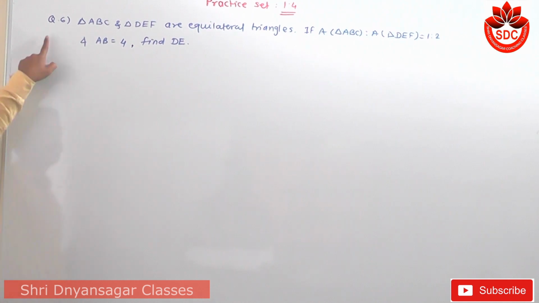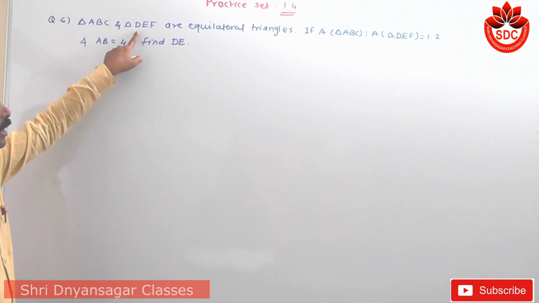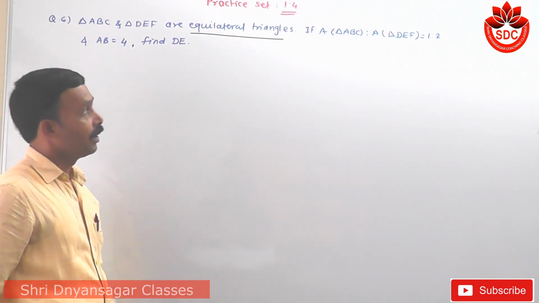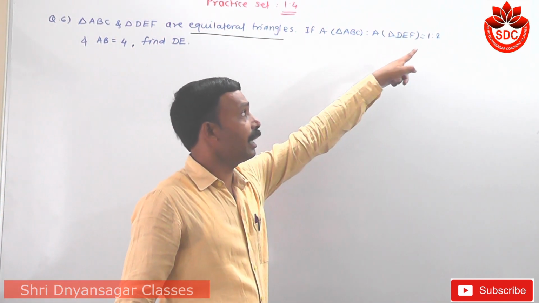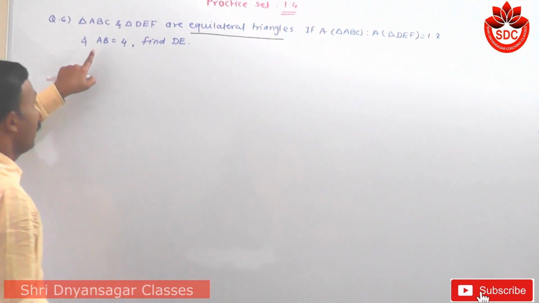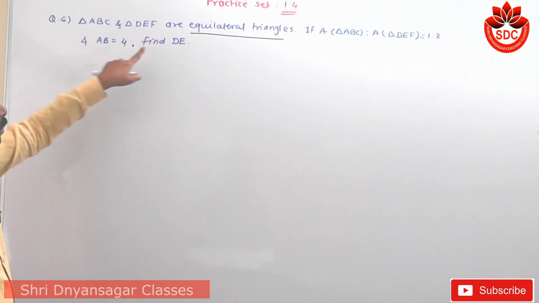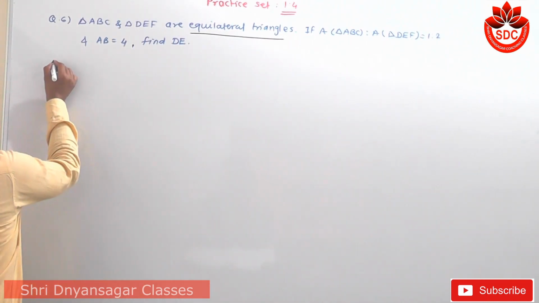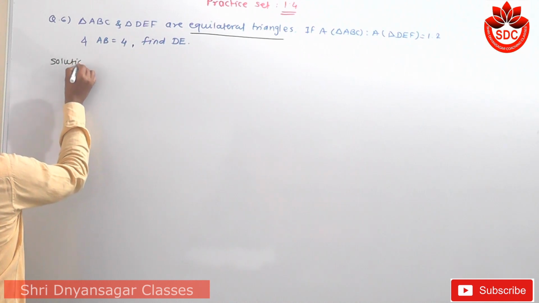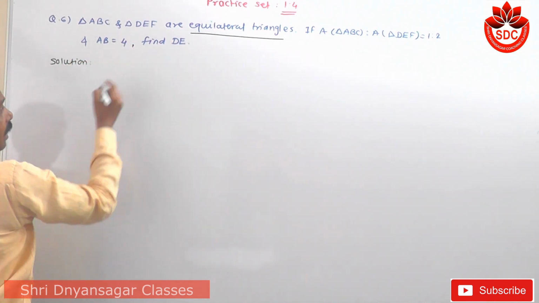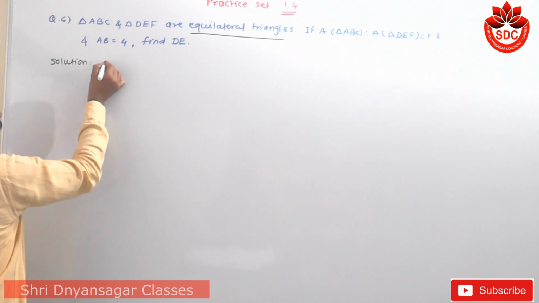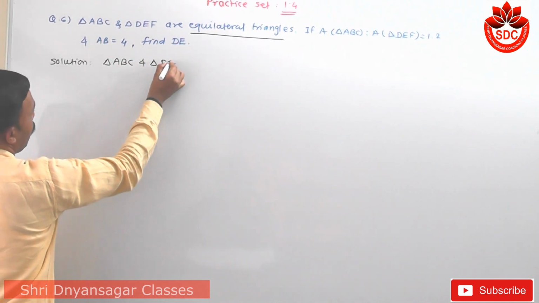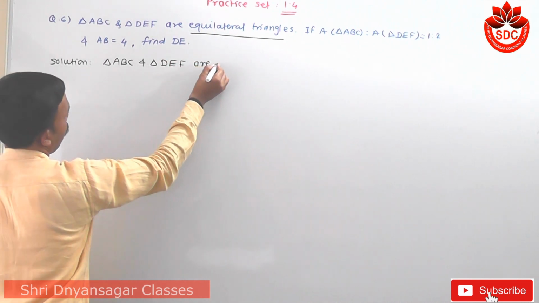Question number 6. Triangle ABC and triangle DEF are equilateral triangles. Student, these are the equilateral triangles. The ratio of the areas of these two triangles is 1:2 and one side AB is 4, we have to find its corresponding side DE. Now, in your solution, these two triangles are equilateral triangles. Here I have to write: triangle ABC and triangle DEF are equilateral triangles.